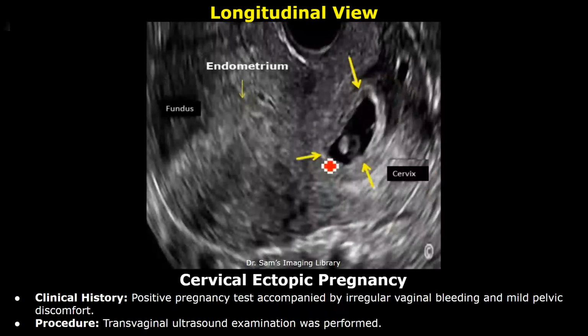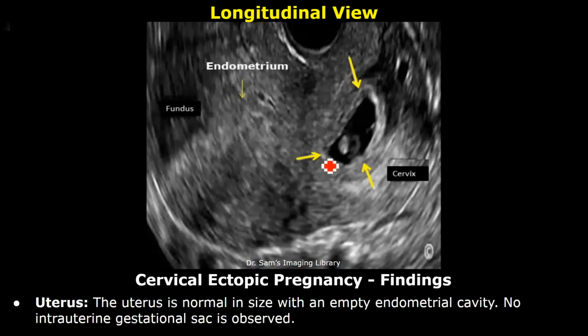Now we have a report for cervical ectopic pregnancy. Clinical indication: positive pregnancy test accompanied by irregular vaginal bleeding and mild pelvic discomfort. These are the findings in the uterus. The uterus is normal in size with an empty endometrial cavity. No intrauterine gestational sac is observed.